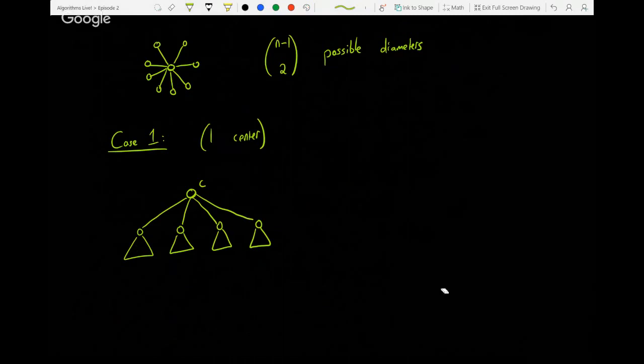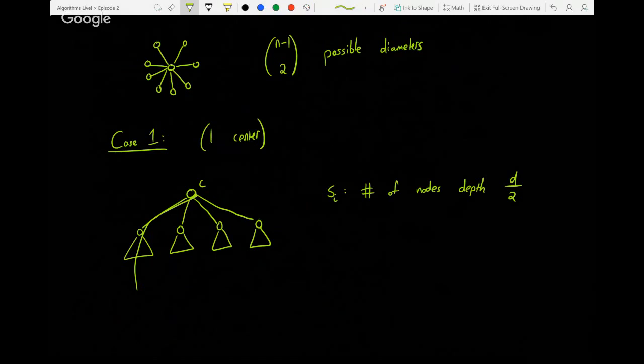And I'm also going to compute some information here. I'm going to compute this information S_i, which is the number of nodes at depth d divided by 2. The reason is I'm going to pair the two deepest subtrees together to form a diameter, because they have to go through C.